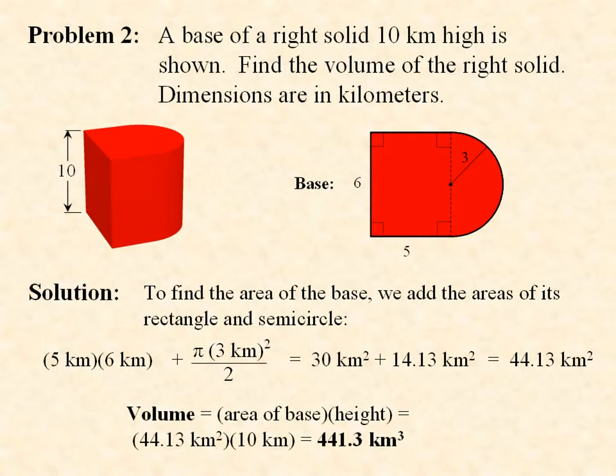The volume, therefore, is the area of the base times the height, and if we multiply those two together, we get 441.3 cubic kilometers for the volume of this particular object.